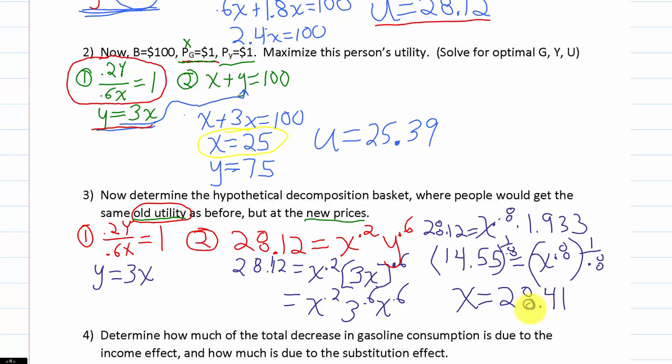Okay. Now, what's y going to be? Well, to get y, we use this little trick, this little equation over here, that y is 3 times x. So 28.41 times 3 gives us 85.23.